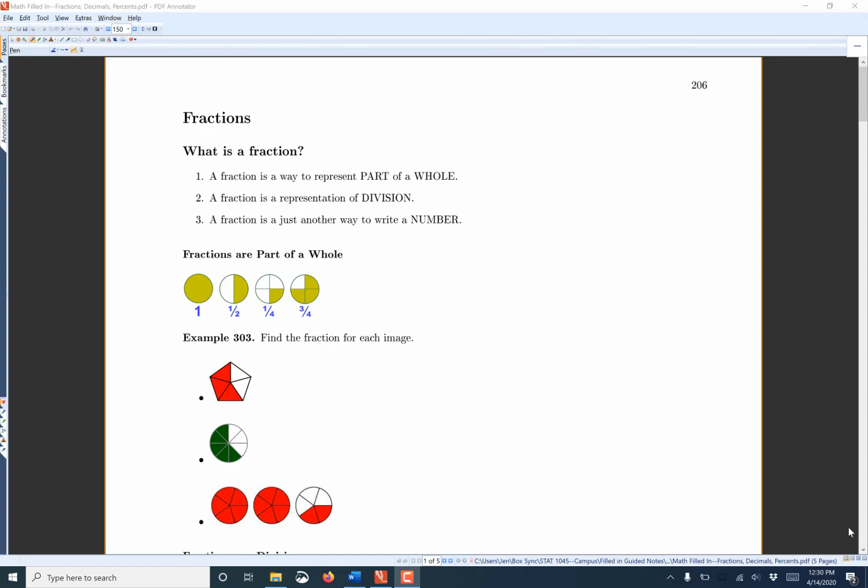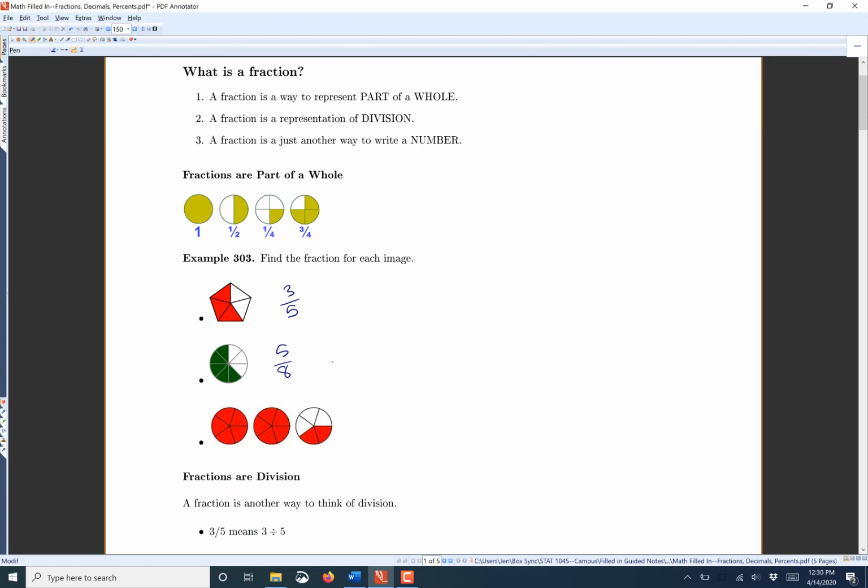If we had one circle, you could cut it in half for 1/2, cut it in half again for 1/4, and cut it again for 3/4. So let's find the fraction for each image. Notice it is cut into 5 pieces and 3 of them are red, so this would be 3/5. My next one, it looks like it got cut into 8 pieces and 5 of them are shaded, so it would be 5/8.